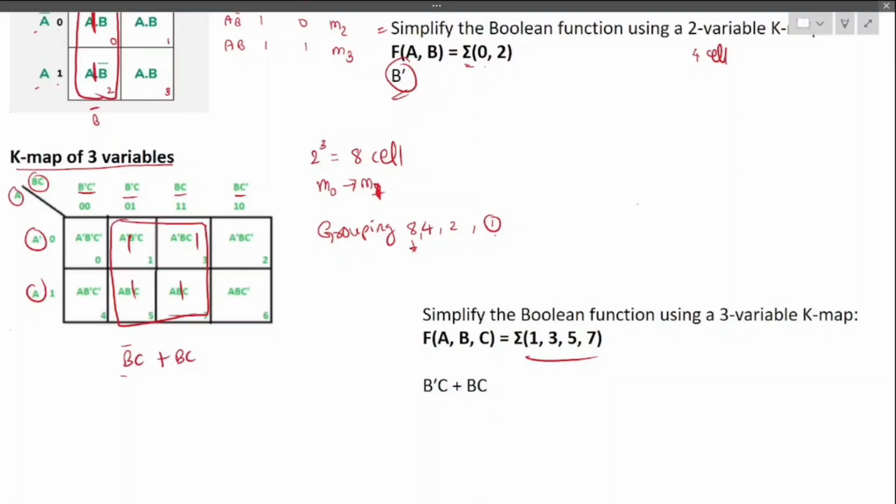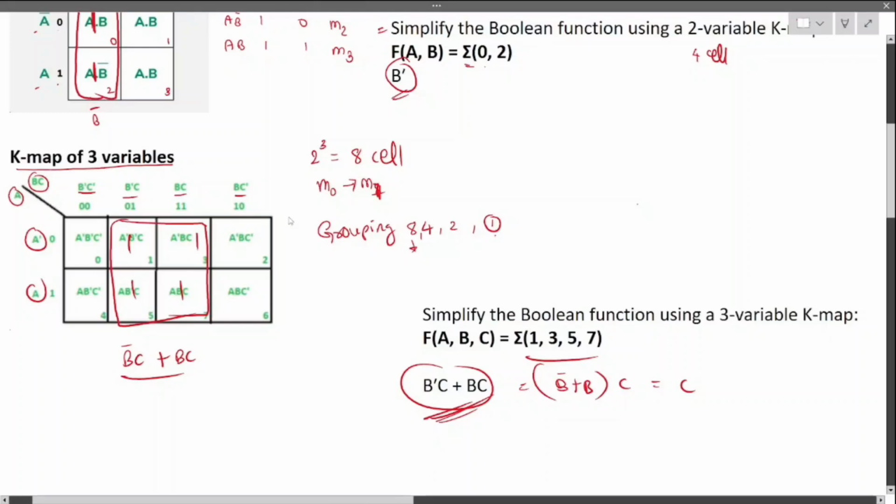So in further simplification, see, it is verified. Again you can also simplify like B bar plus B, you can take the C as common, and you will get the answer as C. Up to here it is enough. Okay, this is all about the KMap of 3 variables.